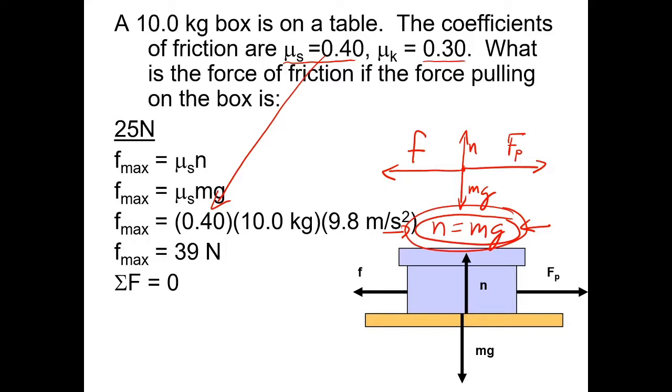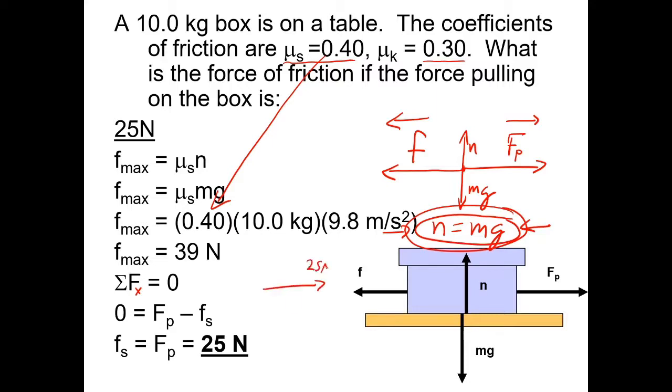Since we know it's not going to move, the sum of the forces in the x direction is 0. So force pull is positive. You say, why did you make it positive? Look which way it's going. It's going in the positive x direction. The frictional force is resisting. So since that's 0, the friction is 25 newtons. You say, but well, we calculated 39. 39 is the maximum. But if we pull with 25, friction can only resist with 25.